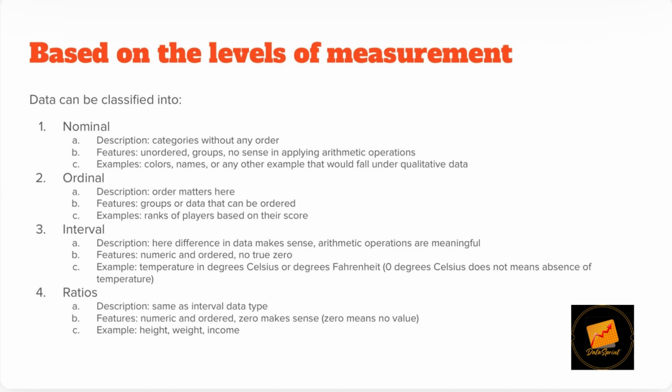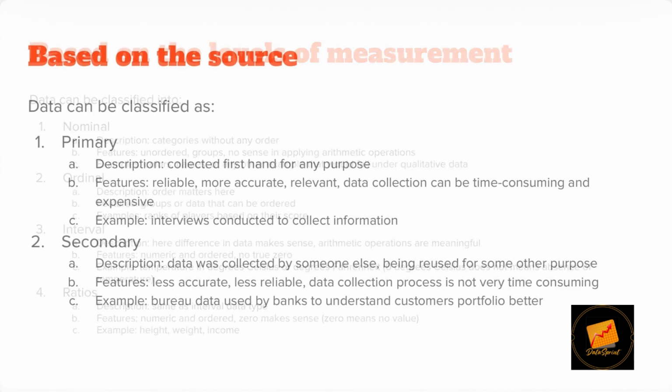Intervals are numeric and ordered, and arithmetic operations make sense here. This category has no true zero. For example, temperature in degrees Celsius or Fahrenheit. Here 0 degrees doesn't mean absence of temperature. Ratios are the same as interval data, but 0 makes sense here. For example, height, weight, and income.